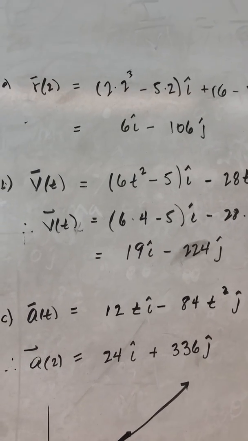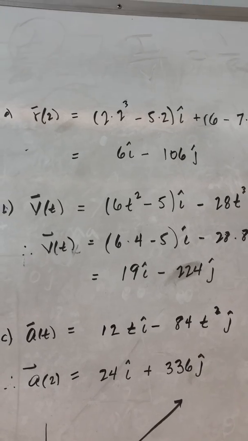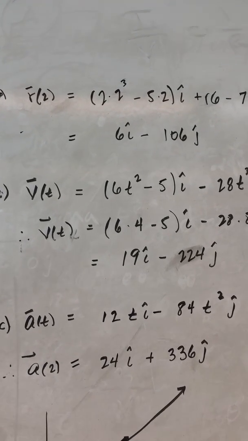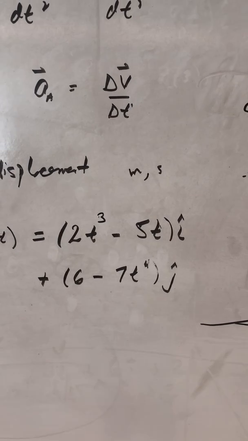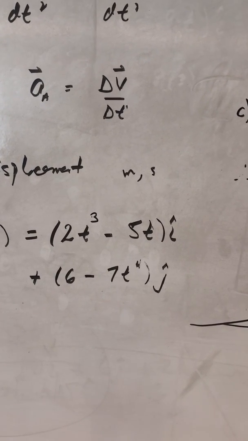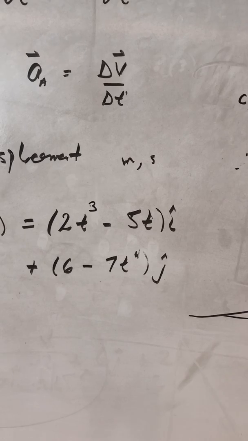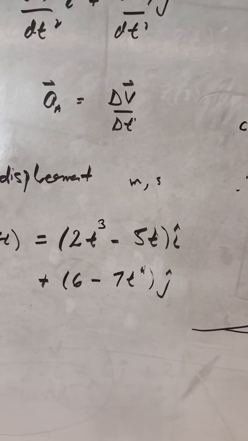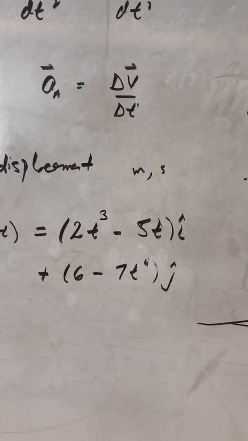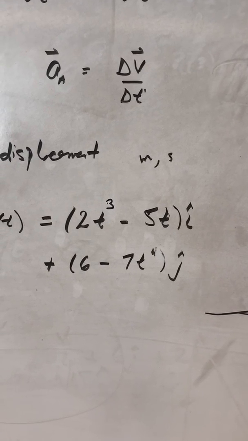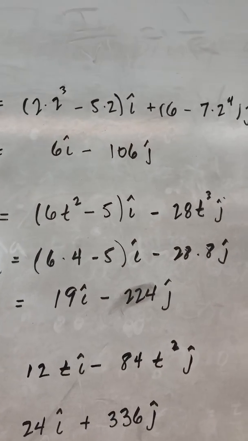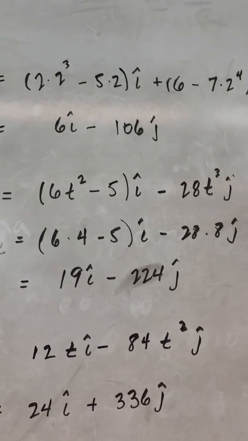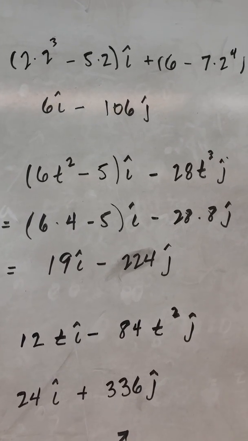The velocity requires us to take a derivative of the position as a function of time. So we have here 2t cubed minus 5t. The first derivative of the i hat piece will give 6t squared minus 5. And the j hat component will give 0, the derivative of a constant is 0, minus 28t cubed. And that's what you see here. And I put 2 in directly, and the numbers work out to be 19 i hat minus 224 j hat.